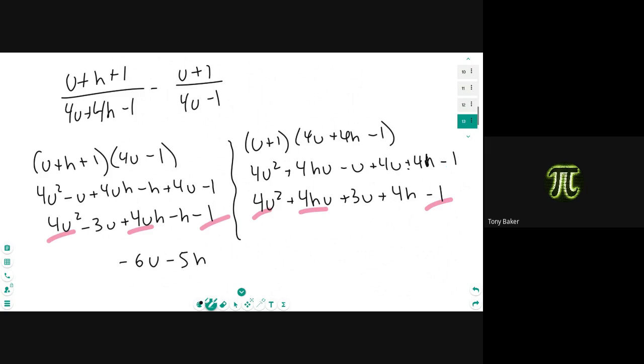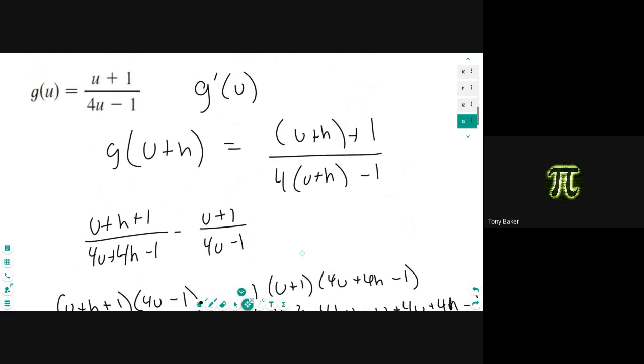Hey, getting that one over. This? That was, remember, the function was the limit as h goes to 0 of, in this case, g of u plus h minus g of u over h.